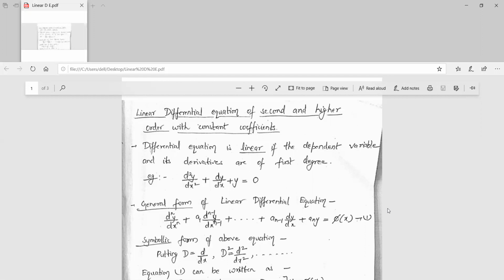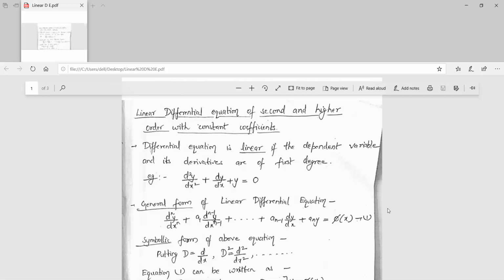Next, we will see the general form of linear differential equation. dny by dxn plus a1 dn minus 1 y by dxn minus 1 and so on plus an y equal to phi of x. You can see here this is a differential equation of order n and degree 1. Here each coefficient a1, a2, and so on up to an are constants. That is why it is called a linear differential equation with constant coefficients.